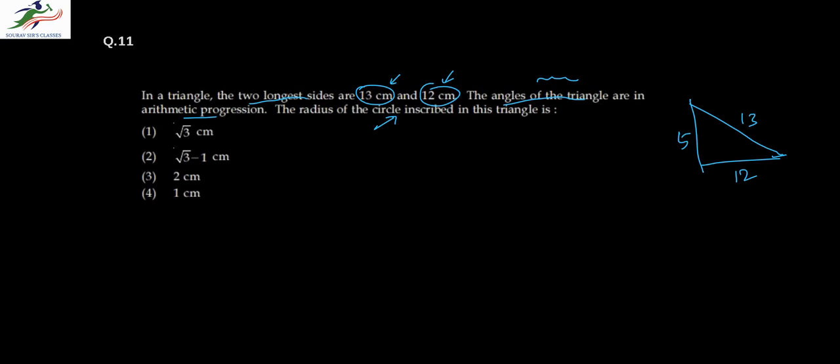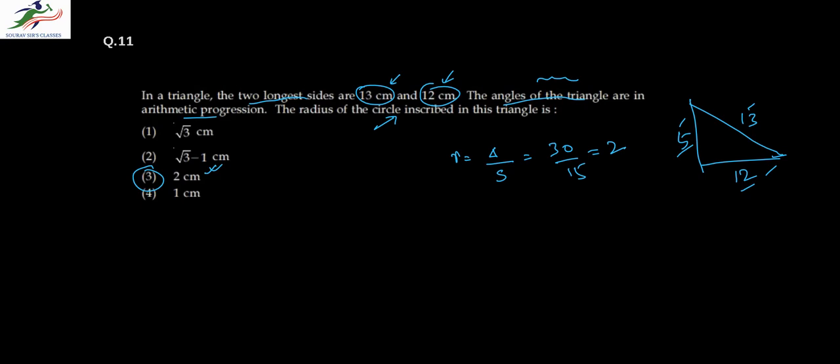5, 12 and 13 form a Pythagoras triangle or Pythagoras trio. So this would be the triangle, and we know that the inradius of a triangle is given by the area of the triangle divided by the semiperimeter. So in this case the area would be half of 12 into 5, which is 30, and the semiperimeter would be (13 plus 12 plus 5) by 2, which is 15. So the inradius will be 2, and option 3 which is 2 centimeter is the correct option.